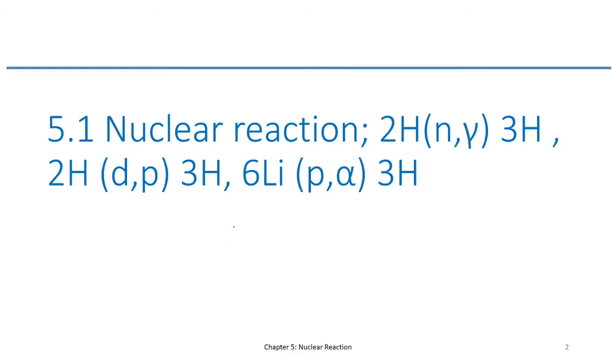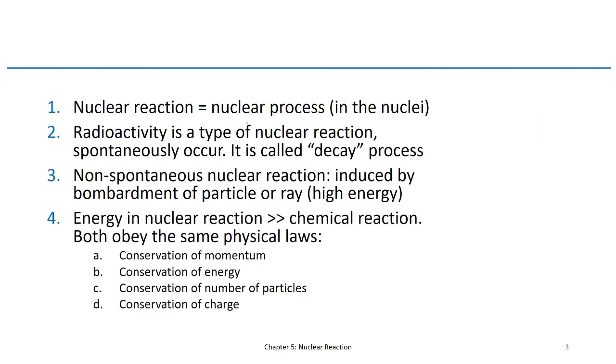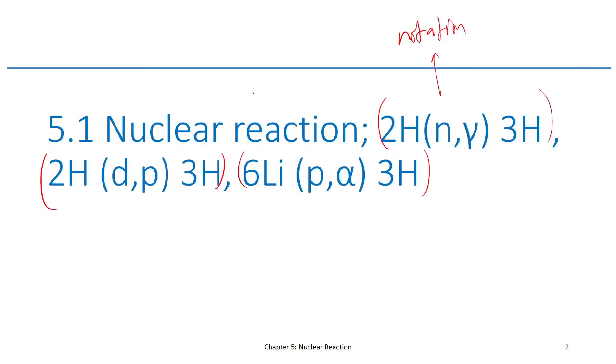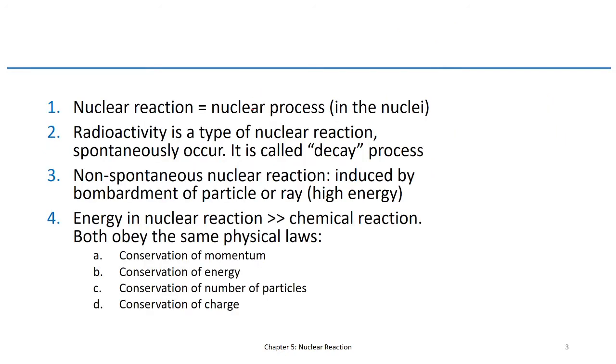So what you see now, 2H and gamma 3H, and then 2H dp 3H as well as 6LiP alpha 3H. So this is how this notation about a nuclear reaction looks. And I will go back to this notation later on. Okay. So we will look at the fundamental first.